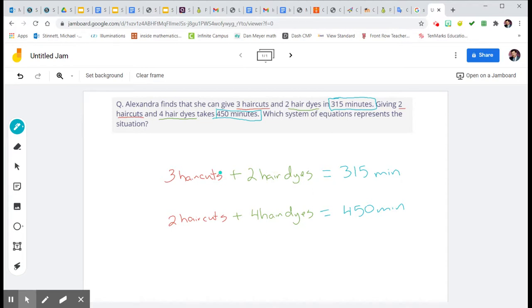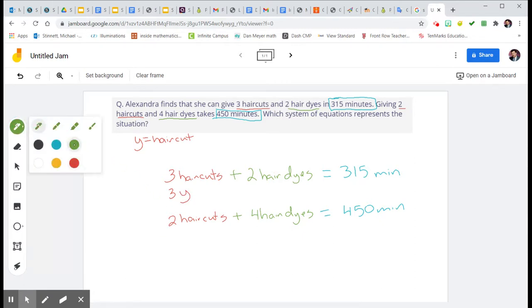So what I want you to do here is I'm going to try to relate this to an equation. And the only thing we have to do here is understand variables. That is literally all it is. Instead of saying 3 haircuts, I'm going to say Y represents haircuts. So Y is a haircut. So instead of saying 3 haircuts, I'm going to say 3Y, okay?